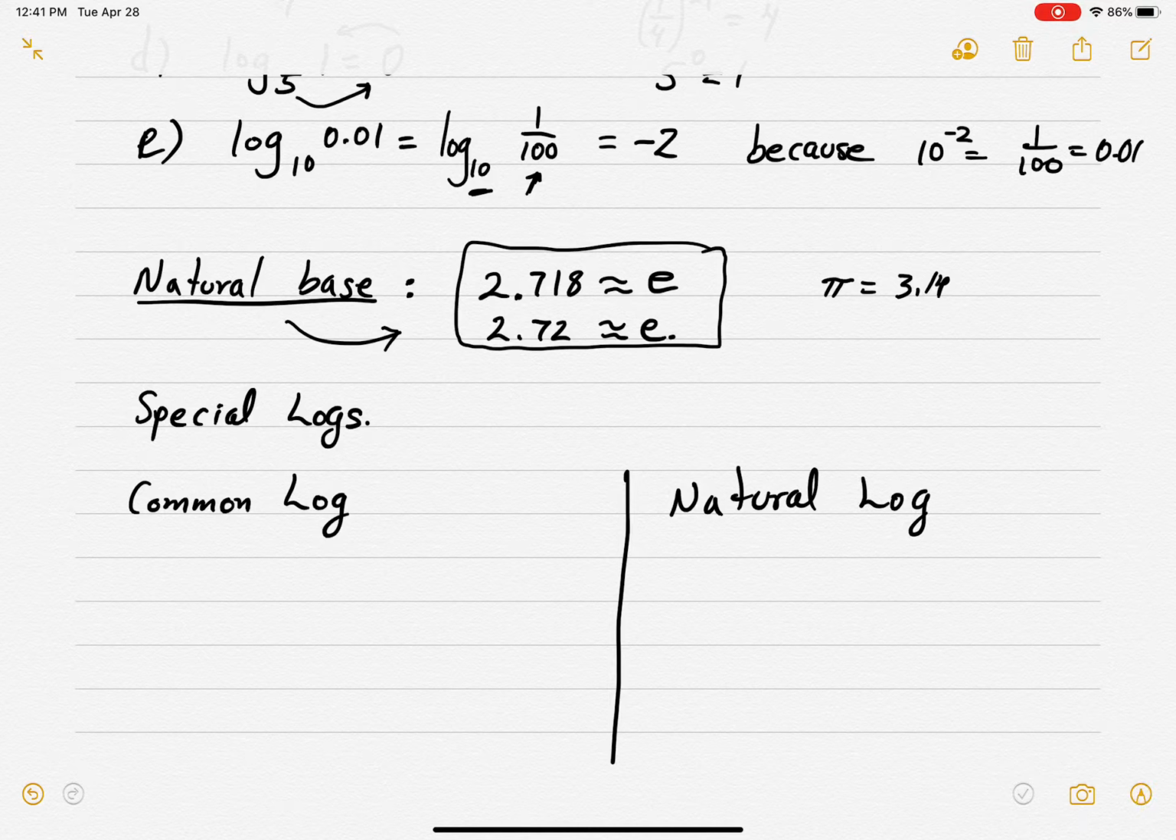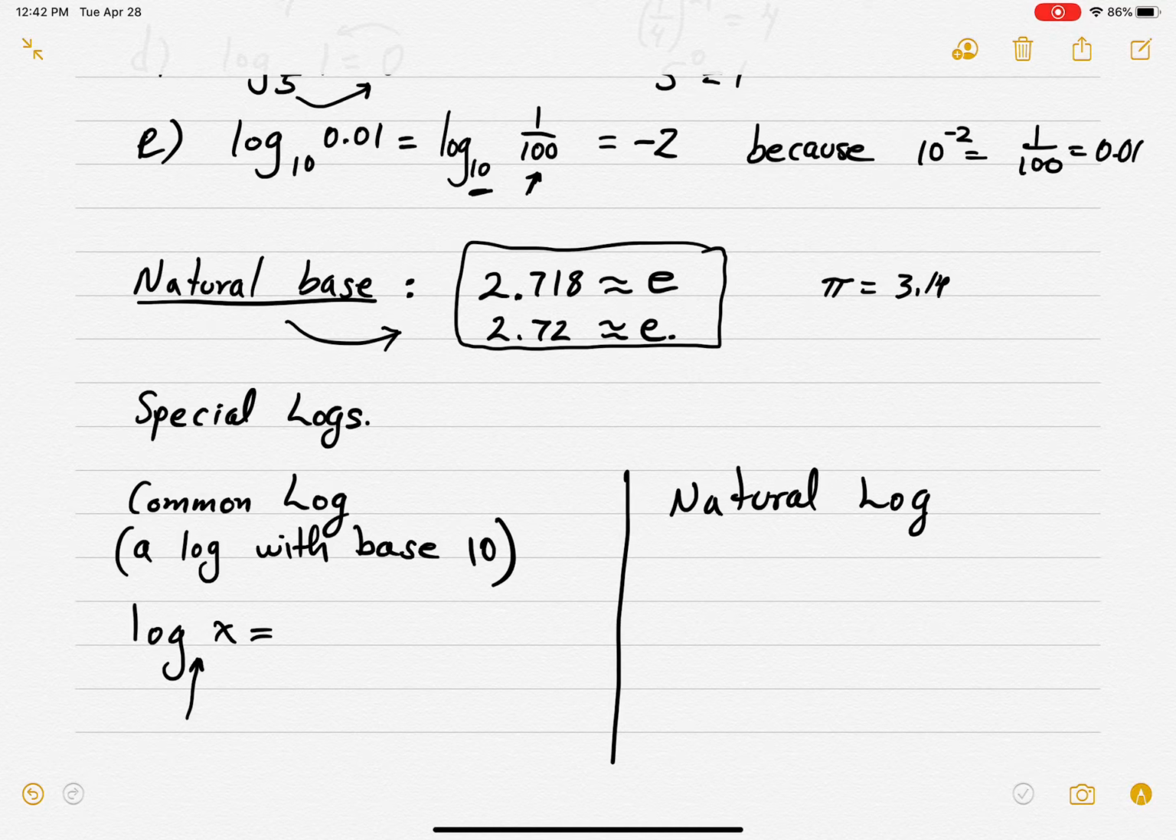Common log is basically just a special log. We just call it a log with base 10. Whenever we have a base 10, we use the common log. And this is basically what it means. If you just write the log of x, that means that we don't write the base here, but we know that the base here is 10.